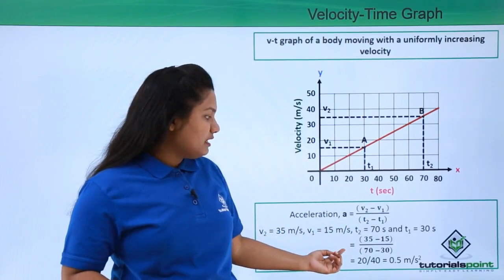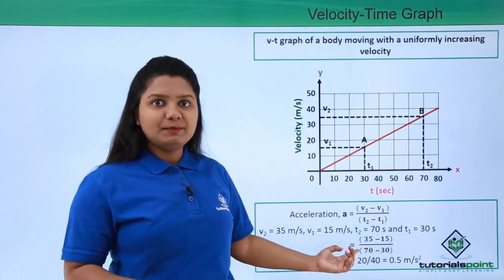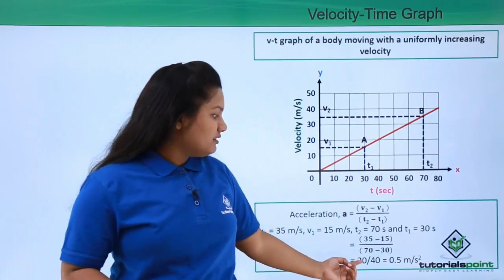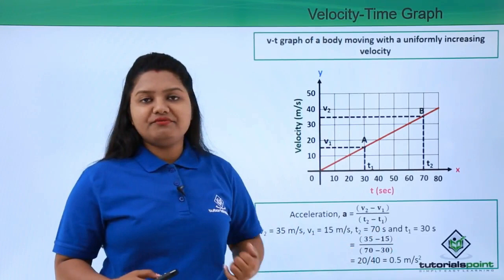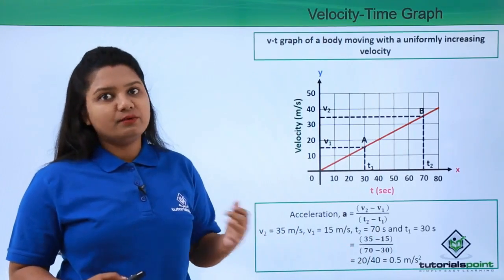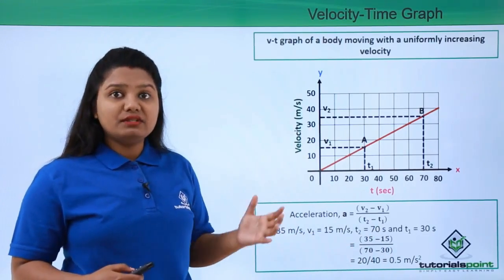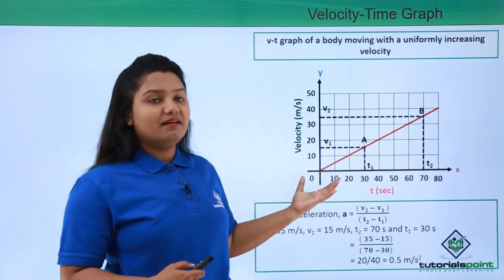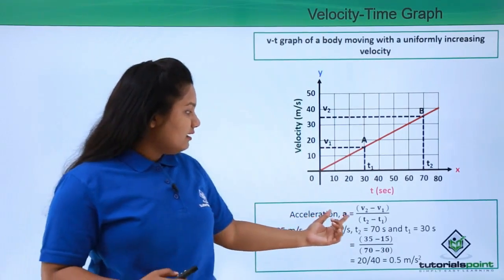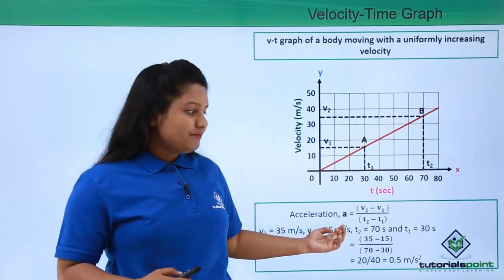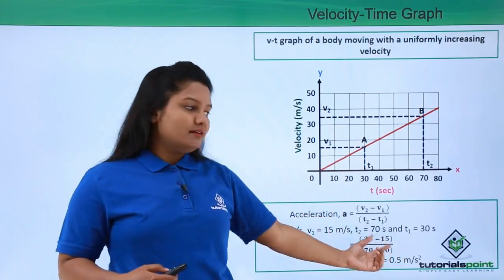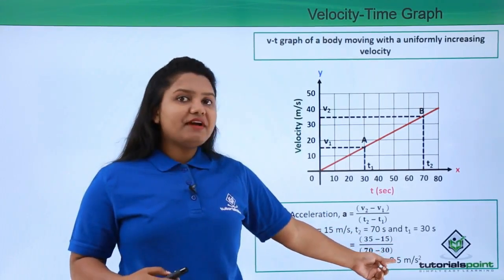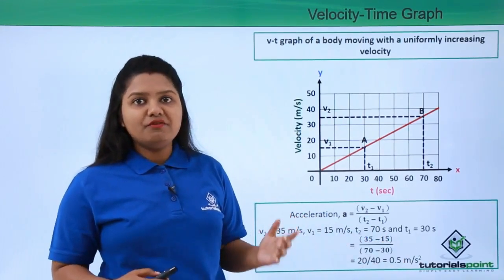So the acceleration will be equal to 35 minus 15 divided by 70 minus 30, which yields 20 divided by 40, that is 0.5 meters per second square. We must keep in mind the unit of a physical quantity whenever we do the problems of any chapter. Here the unit of acceleration is meters per second square, so we write the unit beside the magnitude of the physical quantity. So here we have written 0.5 meters per second square as the value of acceleration.